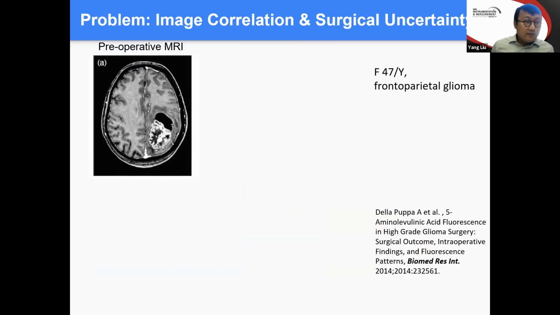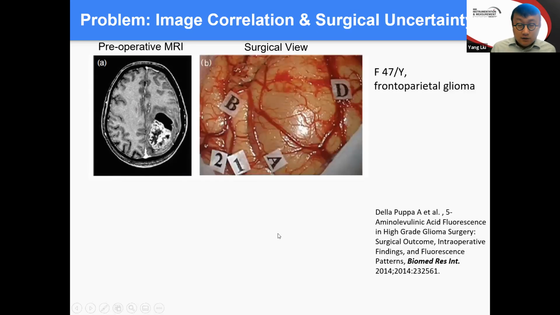So in the surgical arena, one of the problems surgeons face is the image correlation and surgical uncertainty. So in a typical case, the surgeon is presented with preoperative image information, such as MRI. So in this particular case, you can see that the patient is rather unfortunate. He or she has essentially a high-grade glioma here, as revealed by MRI.